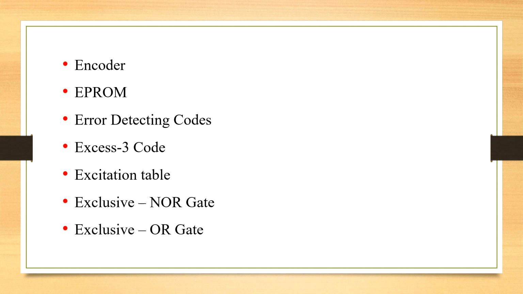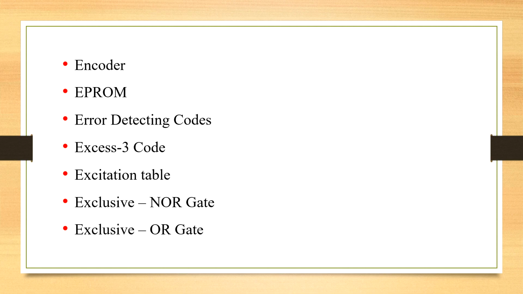The next one, encoder. An encoder is a digital circuit that performs the inverse operation of a decoder. An encoder has 2 to the power of n input lines and n output lines. In an encoder, the output line generates the binary code corresponding to the input value.